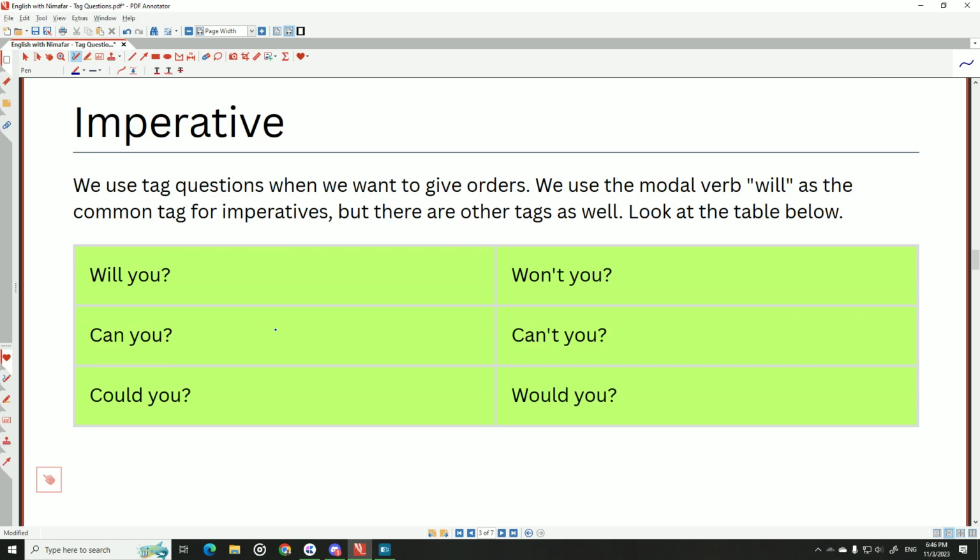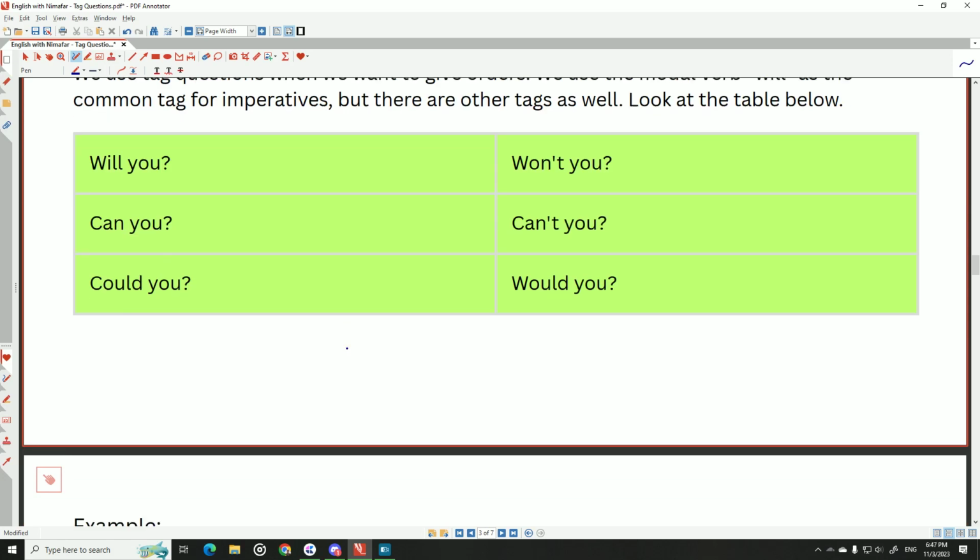Let's talk about imperative now. Imagine you want to give orders, or let's say strong suggestions. Use modal order. For example, sit down, go out, stand up, do your homework, close the door, don't tell anyone, be quiet. These are imperatives. You can use will you, won't you, can't you, can you, could you, would you. It depends on your sentence, but generally you can use them.